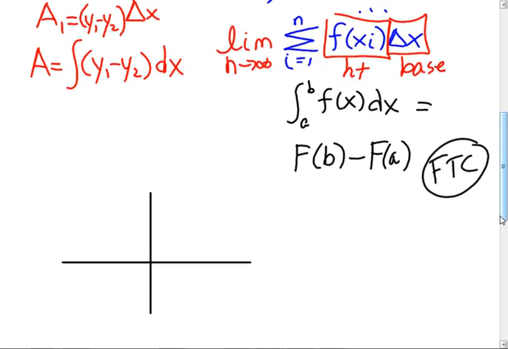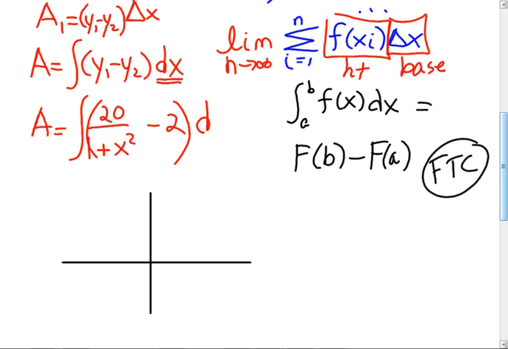So the area is equal to, and I'm going to do that because then you can kind of see it, there's that function. By the way, what variable do I want in my problem? Hey, Zach, what variable do I want? x. This tells me I want x's, not y's. These are always opposite. Then I fix the problem. It's 20 over 1 plus x squared. What's y2? Minus 2 dx. And now I've got to figure out what the limits of integration are.